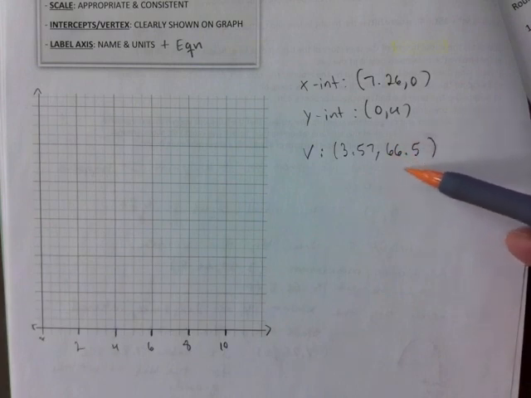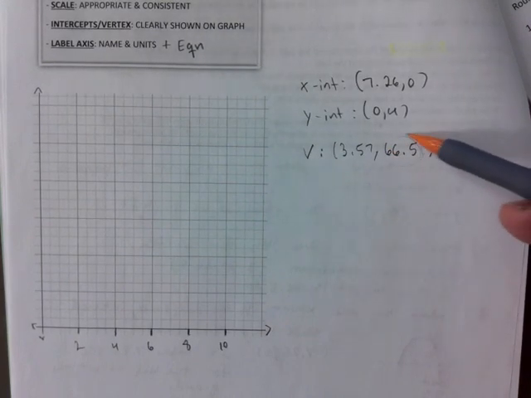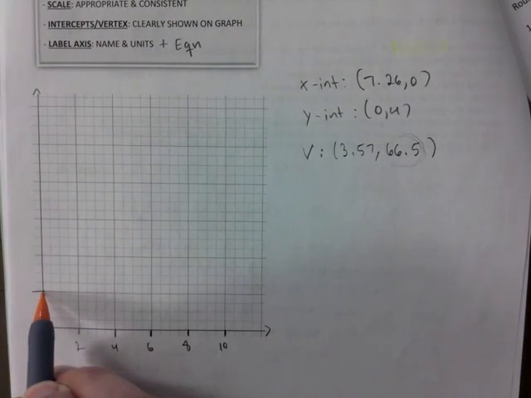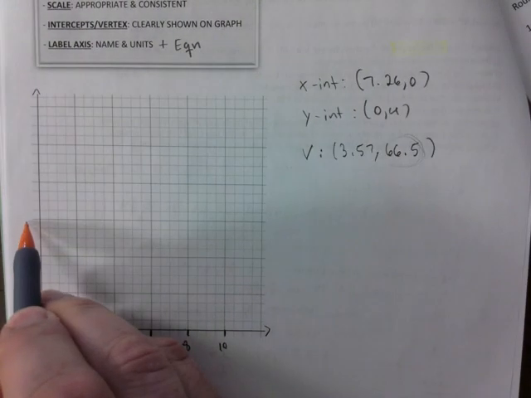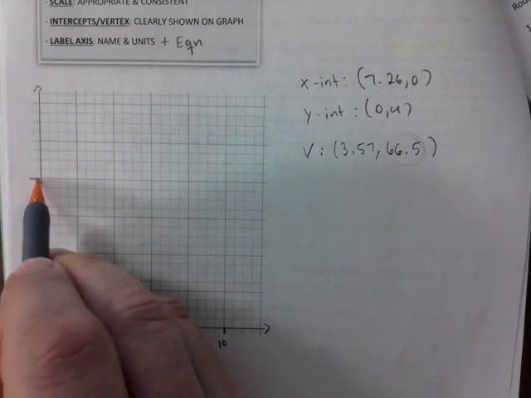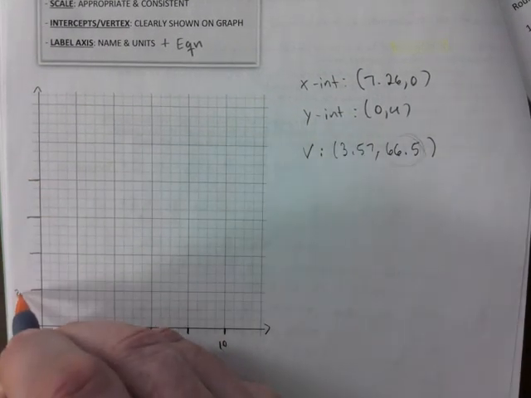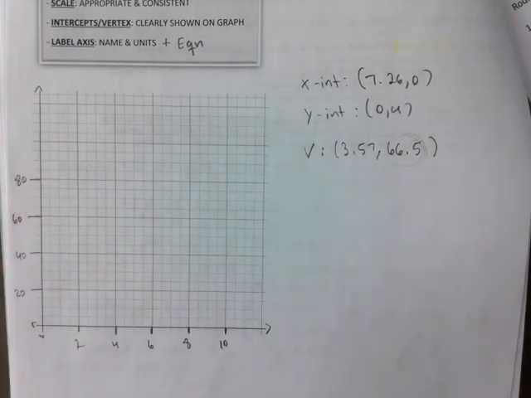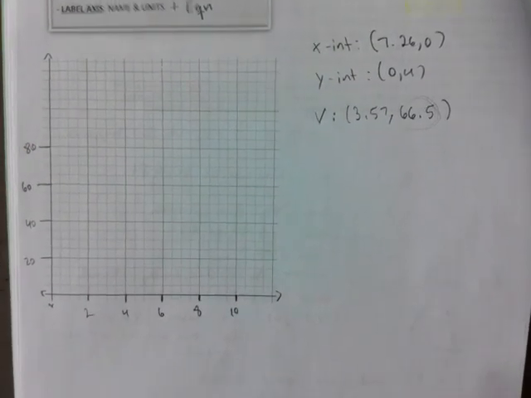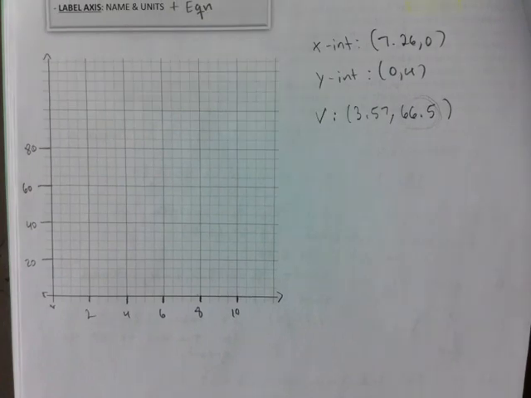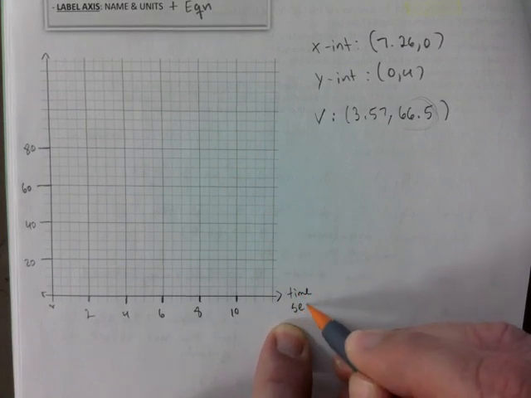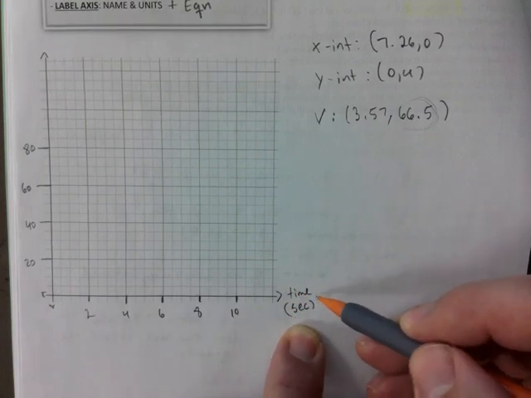In terms of my highest Y value, I need to make sure I fit in 66.5. So I'm going to try something here. 20, 40, 60, 80. That works pretty good. So I'm going to go 20, 40, 60, and 80. So I've got my scale down. You could have picked a different scale, 15 at a time. It's up to you. Don't forget time as well as seconds goes along the x-axis.